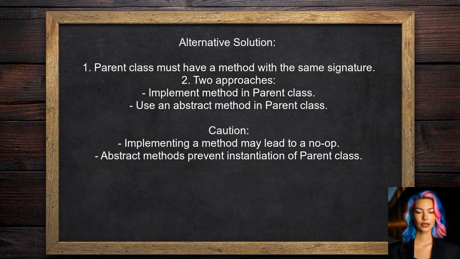This user suggests that calling a child class method from a parent class method is possible only if the parent class has a method with the same signature. If not, the parent class cannot access the child class method. They propose two solutions: implementing the method in the parent class or using an abstract method. However, they caution that the first solution may lead to a method that does nothing, while the second solution could prevent instantiation of the parent class.